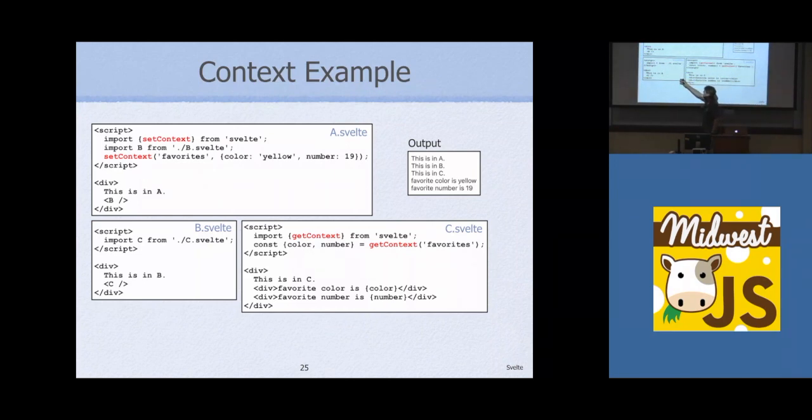So I don't even mention that inside B because it doesn't need that data. But over in C, I want it. So I pull in the getContext function, and I call it, and I say, can you look up above you and see if you can find something called favorites? And I get back the object and destructure it, and then I can display those values. And so I get the output that you see up there. So really easy to make data in an ancestor component available to any of the descendants.